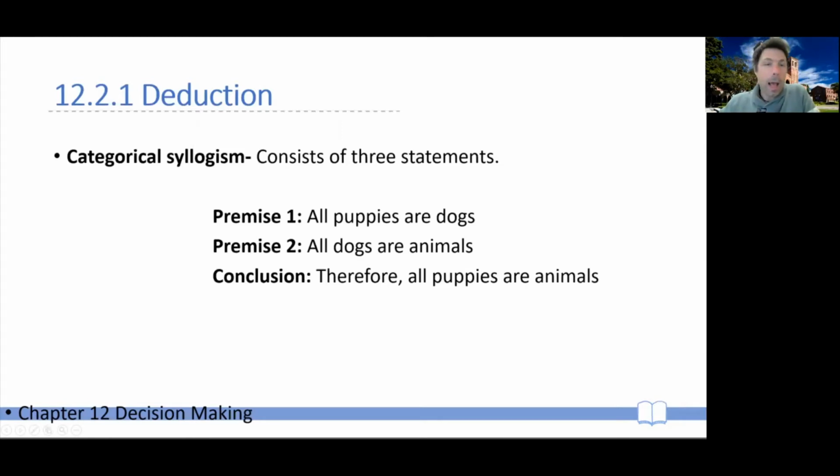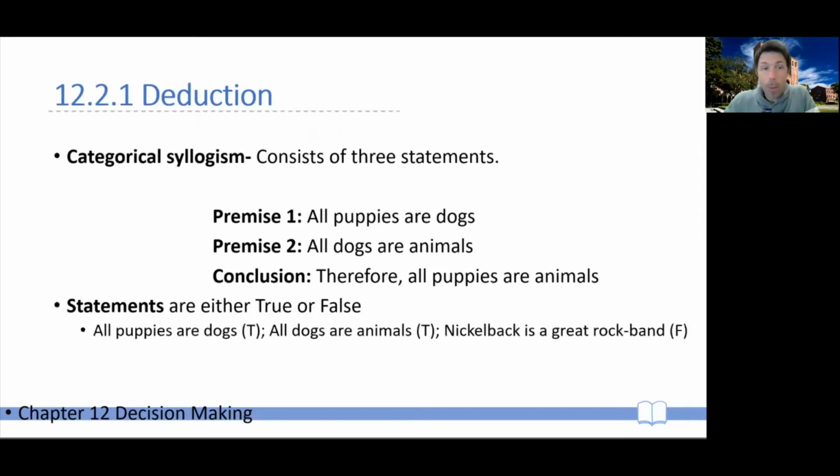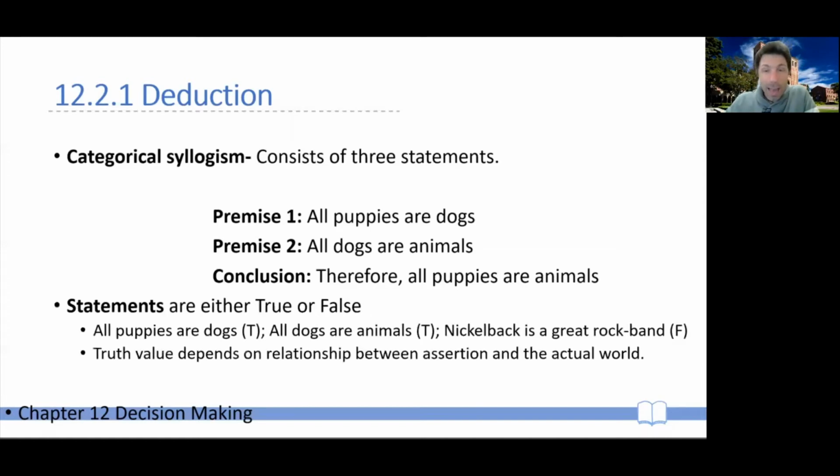First, as I said earlier, statements or propositions are either true or false. So, for example, all puppies are dogs, true. All dogs are animals, true. Nickelback is a great rock band. If you ask me, false. And the important point of this is that the truth value of a statement depends on the relationship between whatever the assertion is, whatever is being said, and the actual world.